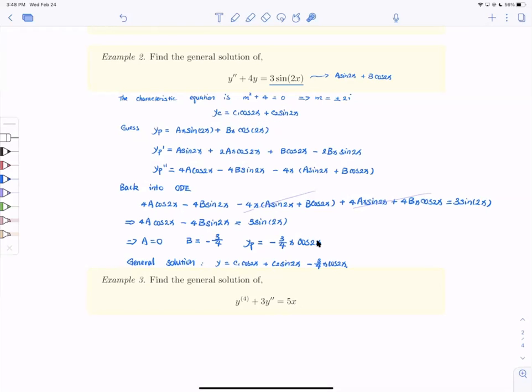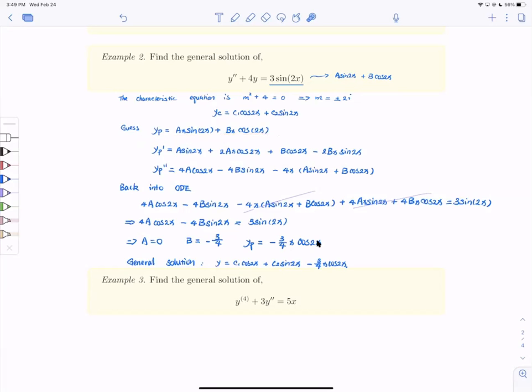Now, if you look at your g of x, based on this, your guess will be a sine 2x plus b cosine 2x, but those two are linearly dependent with your complementary solution. So in order to remove that, we need to multiply by x. So your yp will be ax sine 2x plus bx cosine 2x.